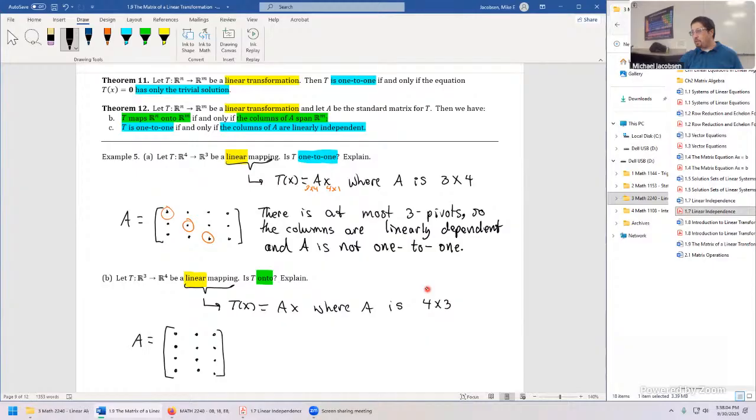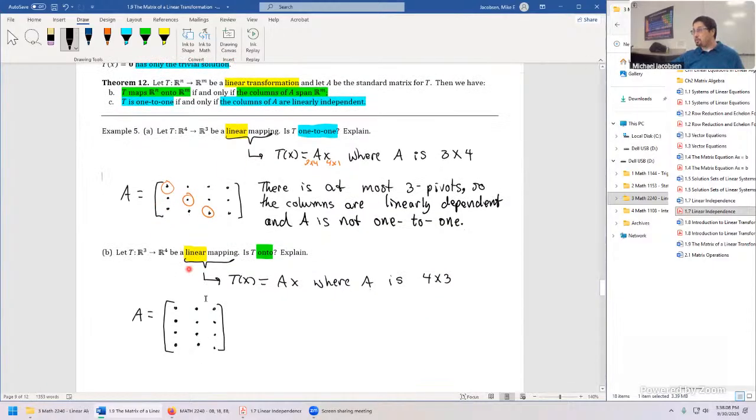Feels like deja vu, but it's just essentially the transpose of this matrix. We've interchanged rows with columns. If we look into the best case for pivots, once again, there's at most 3. You can't get a 4th pivot here if you have only 3 columns. So we would say there is at most 3 pivots once again.